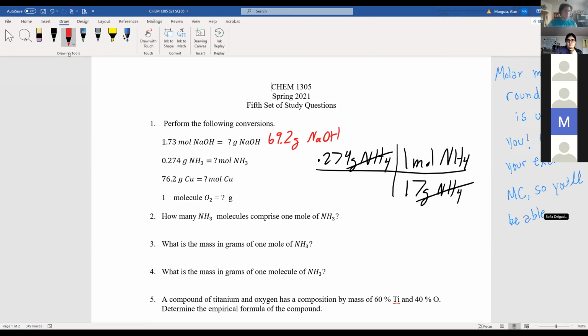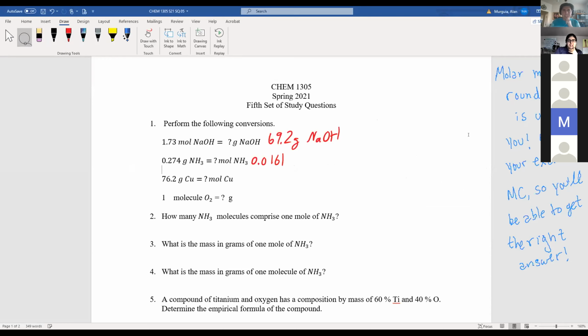0.0161 moles of ammonia. Shouldn't it be NH3 instead of NH4? Oh, NH3, yes, my bad. I actually put NH4. So it is NH3, not NH4. So thank you for catching that. So it'd be 0.0161 moles of ammonia, not ammonium. NH3, there we go. Good job.